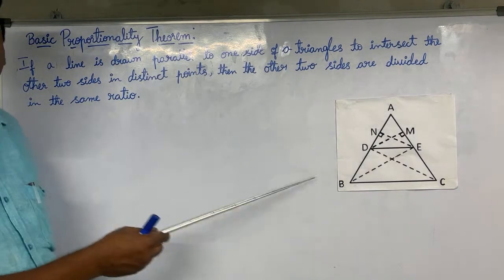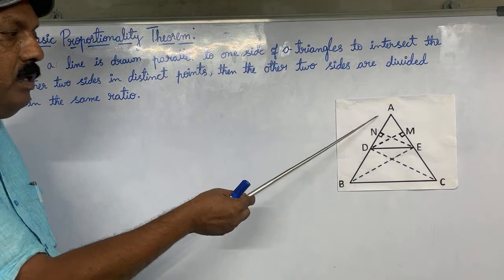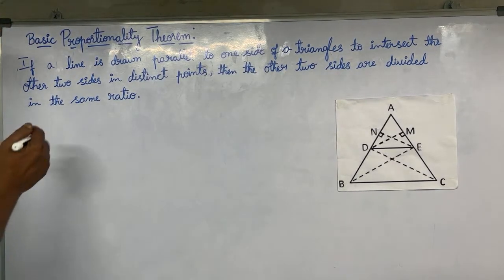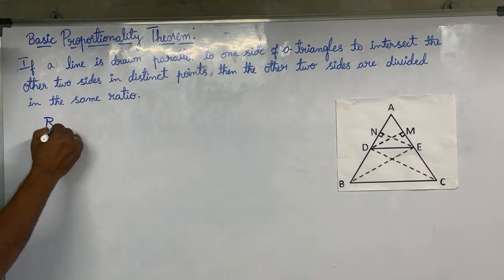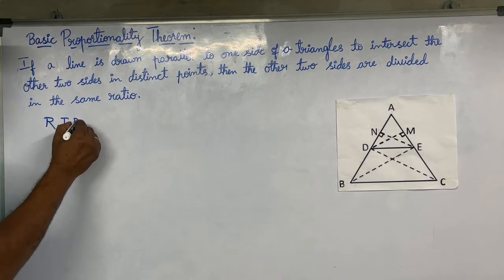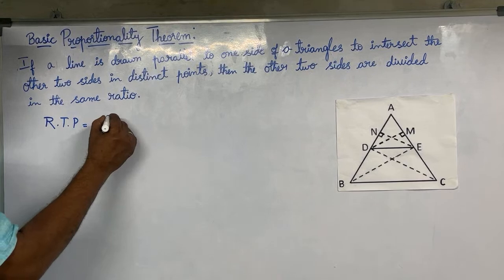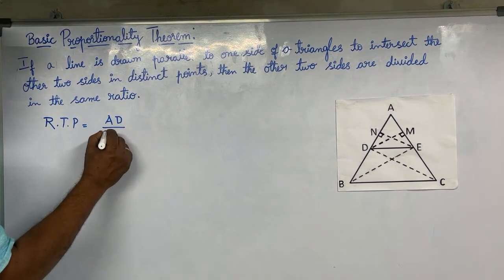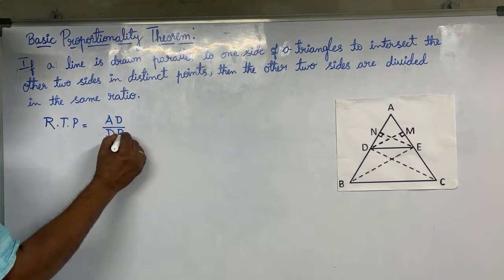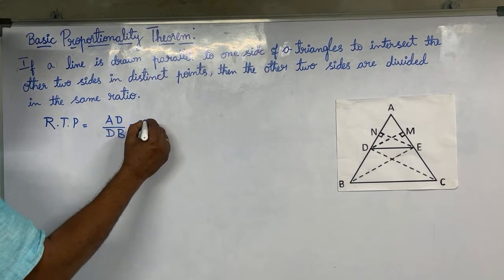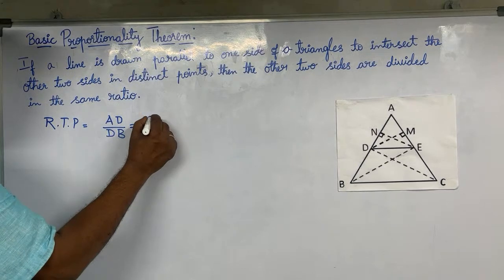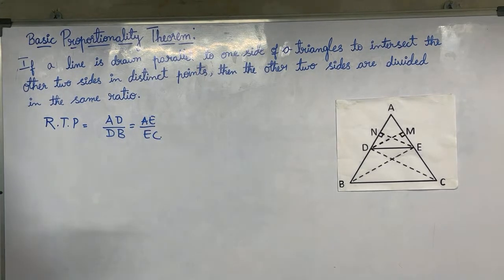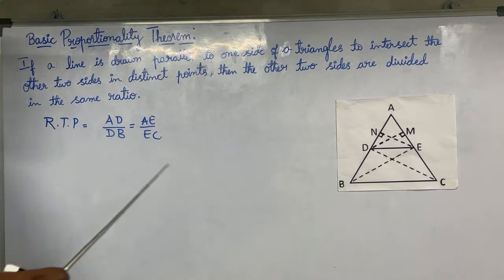That is what we have to prove. What do we have to prove? RTP here. What is RTP? Required to prove. This main theorem's main thing is what is required to prove. What is required to prove? AD by DB is equal to AE by EC. This is our target in this basic proportionality theorem.